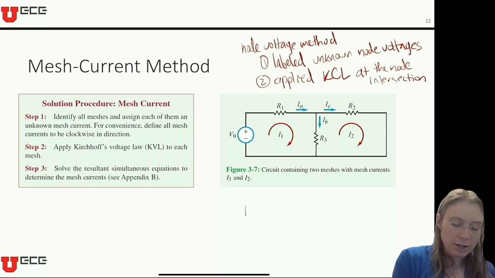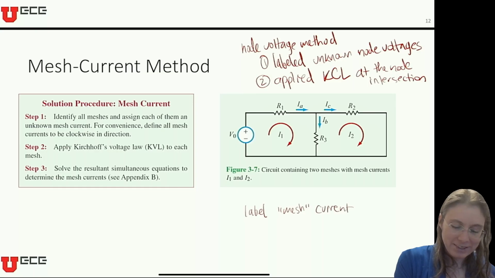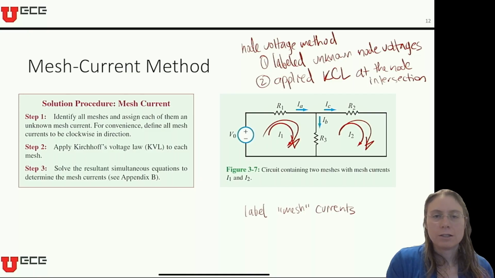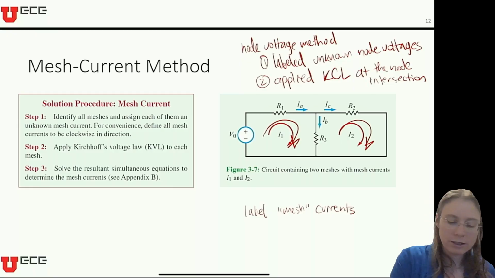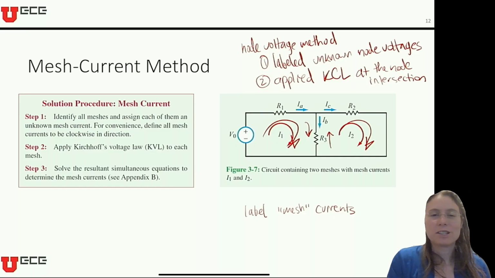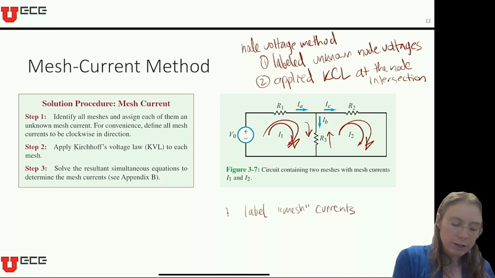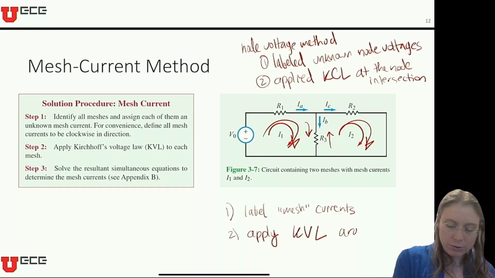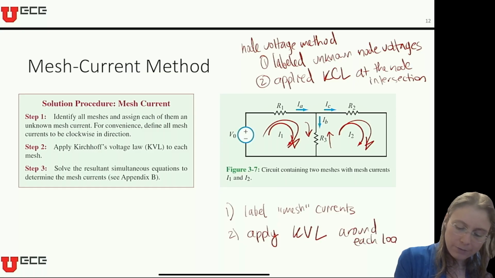So here we're going to label mesh currents, which are these little current loop arrows drawn here. They don't represent necessarily actual current, because in the case of I1, look, it's I1 minus I2 the other direction. So it's not like I1 is the current through R3. It's kind of a combo of these mesh currents. So after you label the mesh currents, then you'll apply KVL instead around each loop.